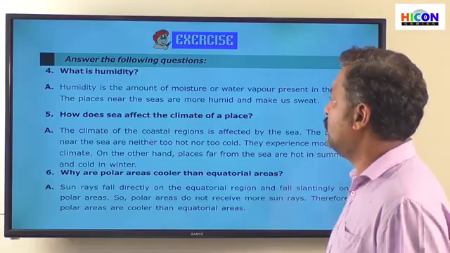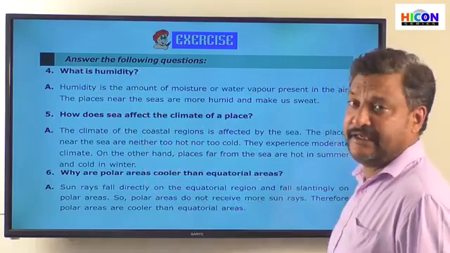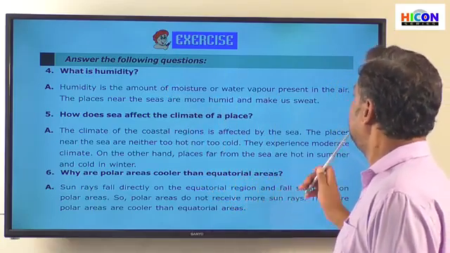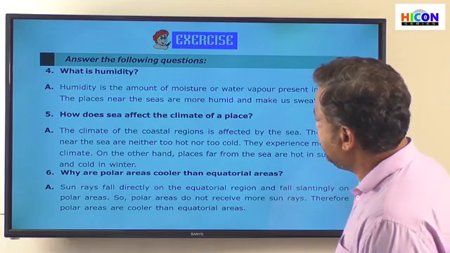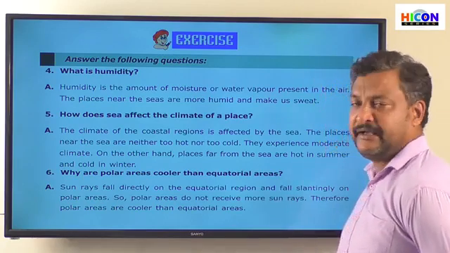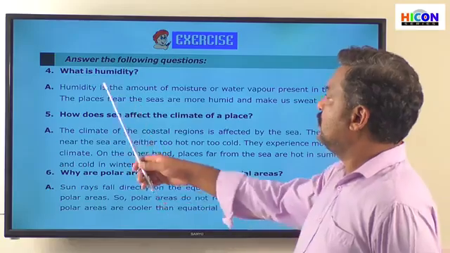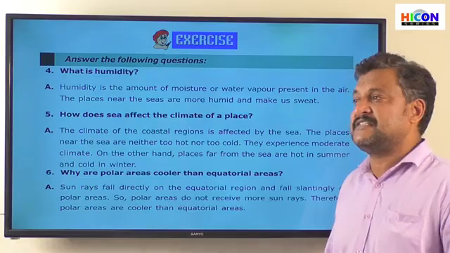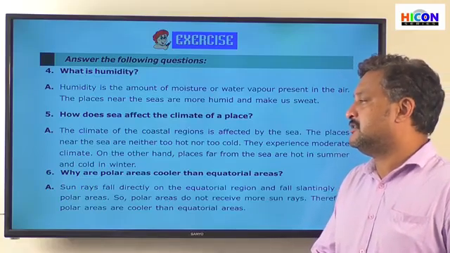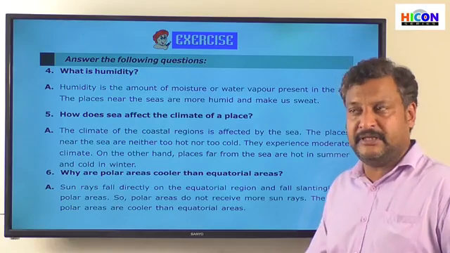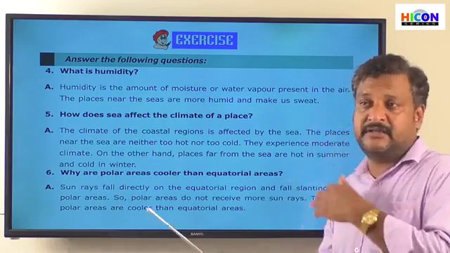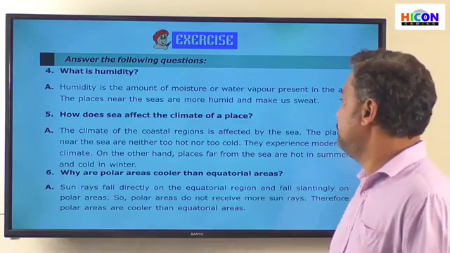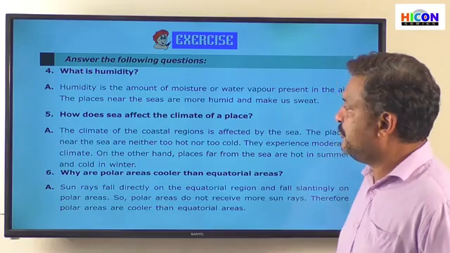Now, question number 4. What is humidity? Humidity is the amount of moisture or water vapor present in the air. The places near the seas are more humid and make us sweat. So, the amount of water vapor that is present in the atmosphere is called the humidity. The coastal regions are more humid than the interior regions because the wind that blows from these water bodies always carries a lot of moisture along with it. So that is what humidity is.